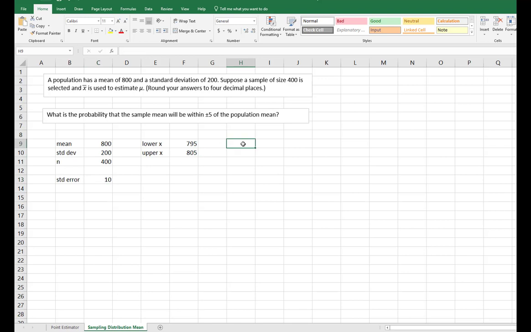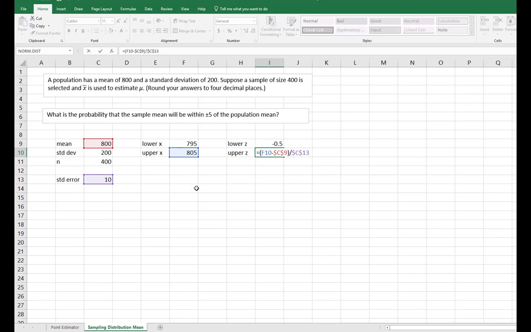All right, so over here, I'm going to get my lower z, my upper z. So I would take my x minus the mean, and I'm going to absolute reference that because I'm going to copy this formula straight down, and then divide by my standard error. So once again, the standard error is standard deviation divided by the square root of your sample size. And I get my z value, and then I'll do the same thing for here.